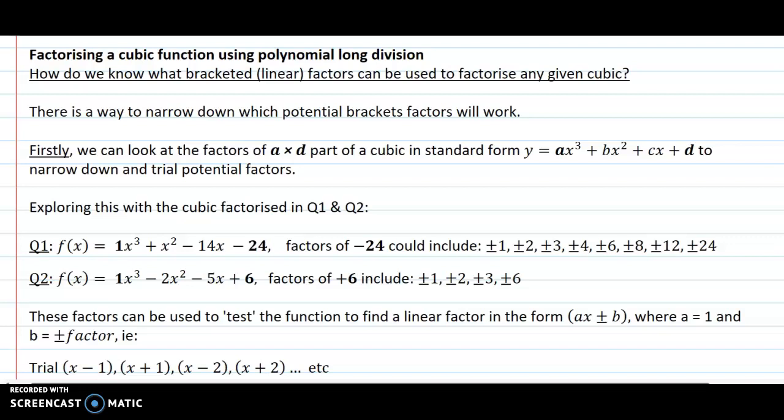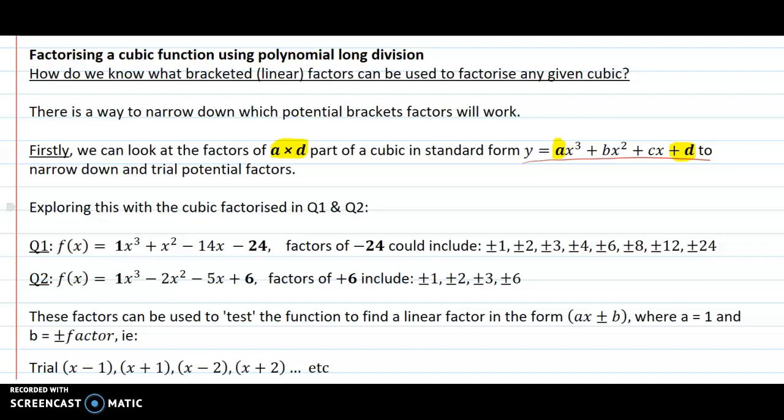So what we do is, if we know the generic form of a cubic is ax cubed plus bx squared plus cx plus d, all we do is we look at the coefficient a and the constant at the end, d, and we multiply those values together, and then have a think about what factors of that multiple, a times d, we could possibly have.